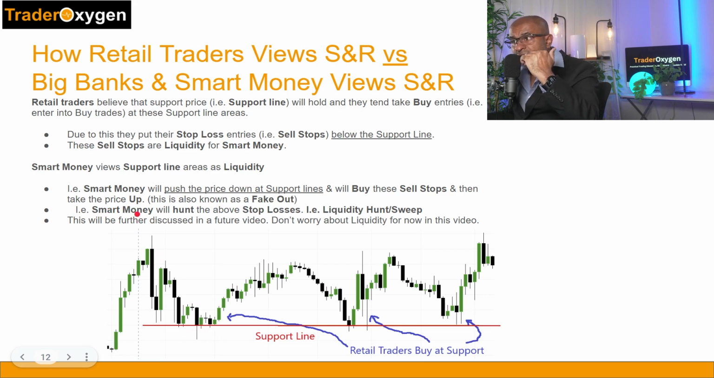So this is known as smart money hunting for stop losses. So this is a stop loss hunt. We call it a liquidity hunt or liquidity sweep. Okay, so now let's look at what happens at resistance lines.